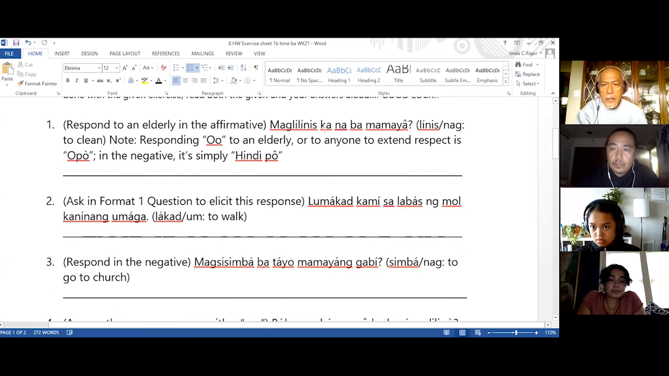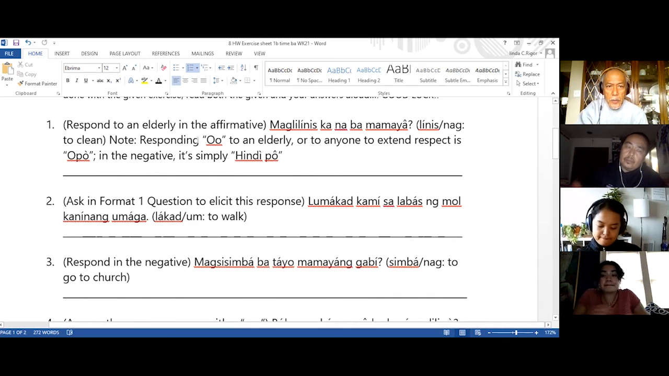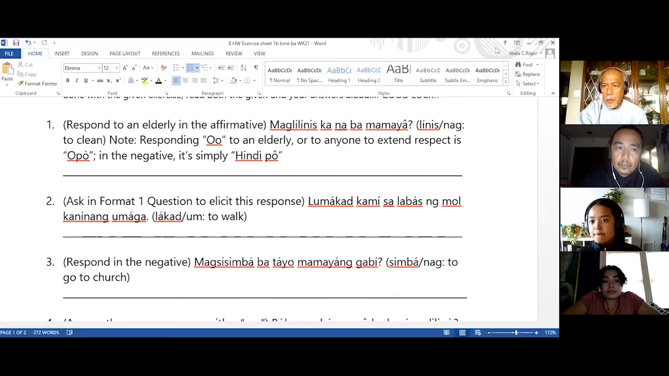Okay. Maglilinis ka na ba? So you will imagine that an elderly is asking you this question. And so linis, and I put there linis to describe the action, is to clean, and I also put there the kind of verb it is, so that you can conjugate it, right? So if it's a mag verb, it's going to be mag, right? And you will notice that this is going to be whether it's past, present, or future, right? So maglilinis ka ba mamaya, right? Responding, oo. Okay? Or simply hindi po.